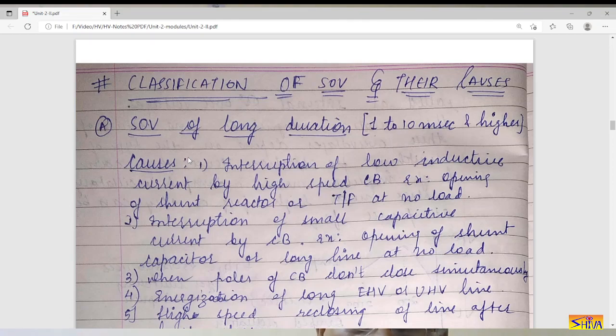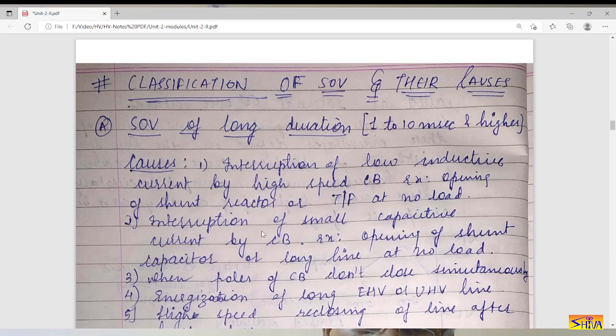First cause, interruption of low inductive current by high speed circuit breaker. Example is opening of shunt reactor or transformer at no load. See, when the circuit breaker is operating or clearing a transformer at no load or shunt reactor, both are like disconnection of inductive load or inductive current. So during this type of operation, switching over voltage of long duration is generated.